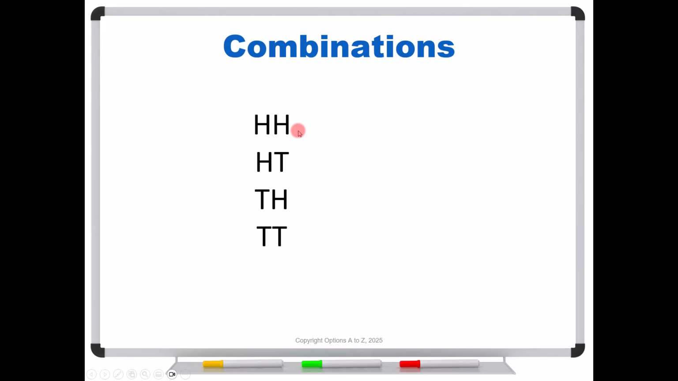So the first thing to notice is that if we're going to use this to model our price movement, there's only one way that we can go up and then up. There's only one way that we can go down and then down, getting two tails in a row. But there are two ways that we can get one of each.